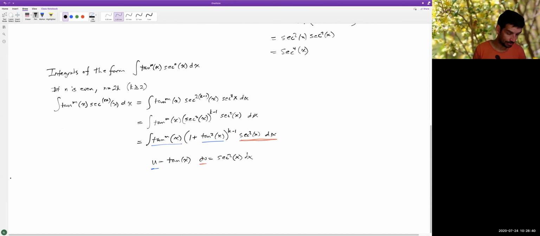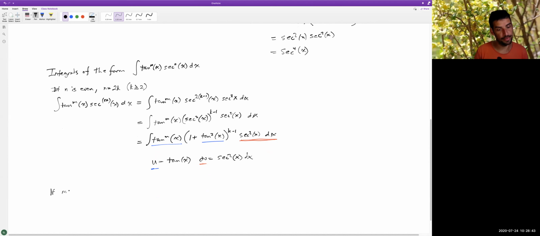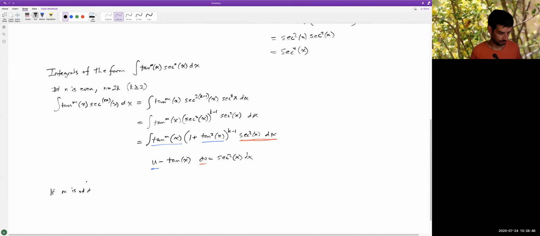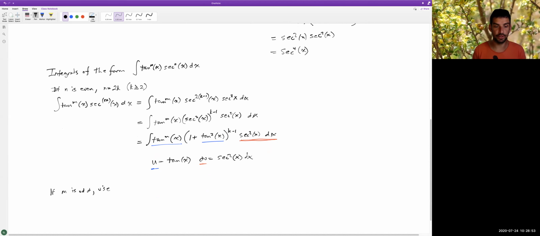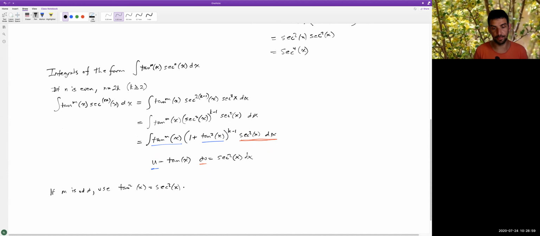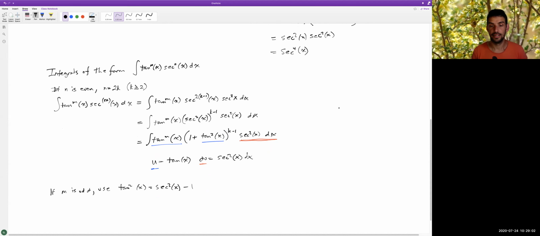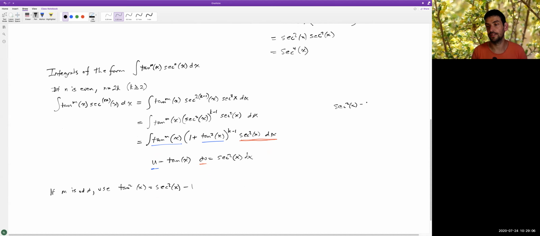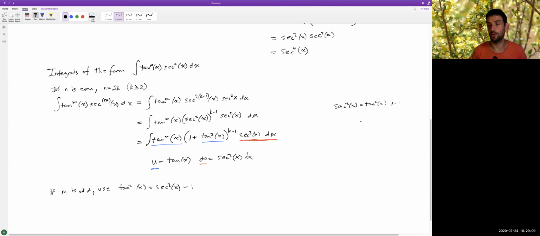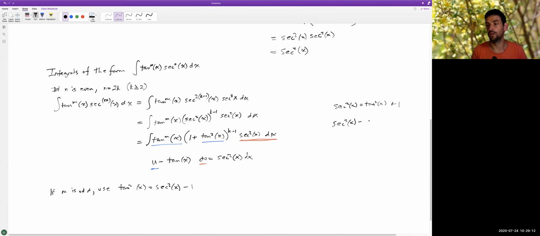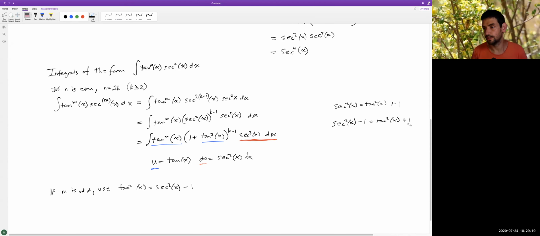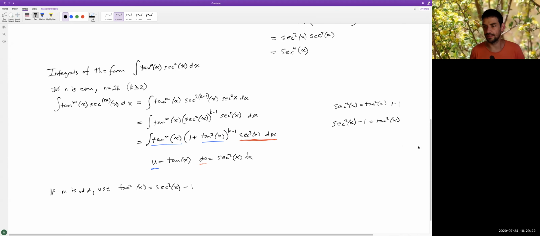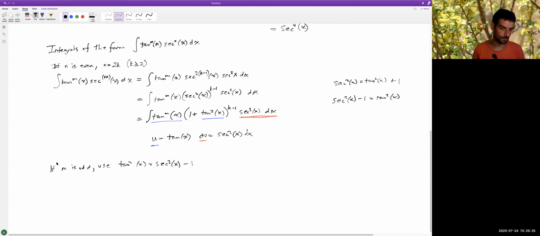Let's say if m is odd, we're going to use a very similar substitution. We're going to use tangent squared x equals secant squared x minus 1. So we're just taking secant squared x equals tangent squared x plus 1 and subtracting that 1 to the other side. Oops, why did I write plus 1 again? Okay, so again, basically the same identity, just a little algebraic manipulation.